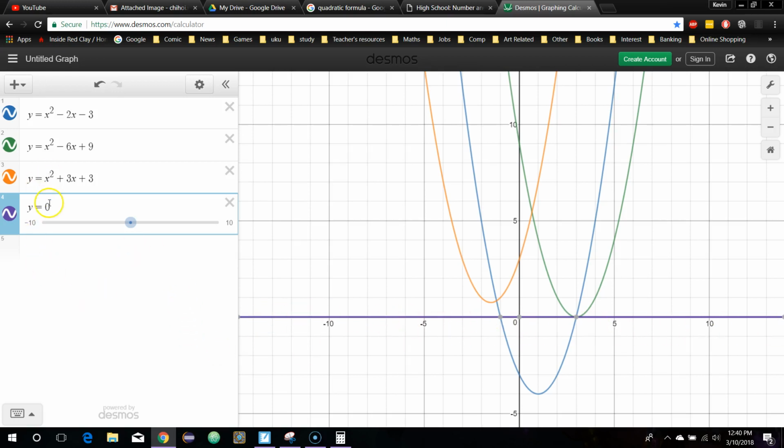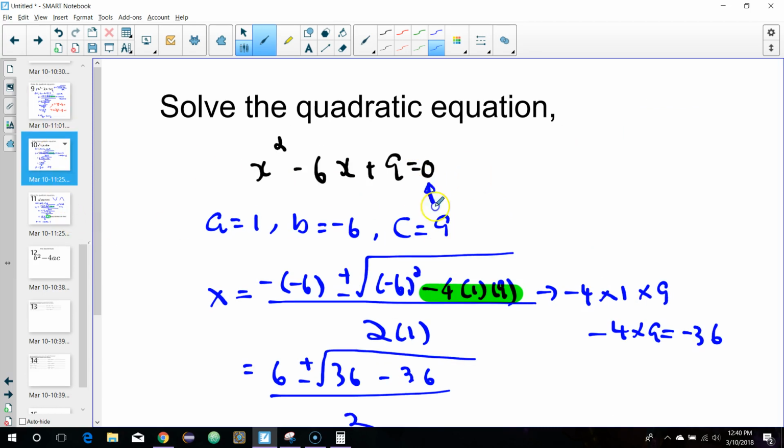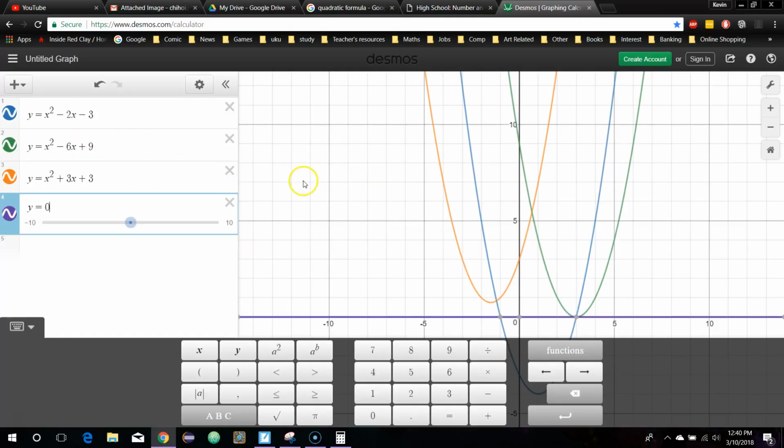So if you actually adjust this, you see x squared minus 2x minus 3, we have equal to y, right? And I'm saying that y is equal to 0. So this is how we solve that. If you go back, that's how we solve it. We have that equal to 0. We also have that equal to 0. That's how we solve a quadratic equation anyway.